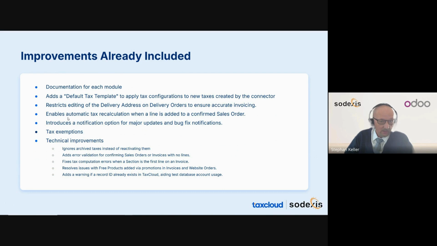We enable automatic tax calculation when a line is added to a confirmed sales order. We introduce a notification option for major updates and bug fix notifications. And as I said at the beginning, we also added a module for the tax exemptions, but that will be for another webinar. We also did a bunch of technical improvements, but I'm not going to go through the whole list, but feel free to contact us or ask questions at the end if that interests you.